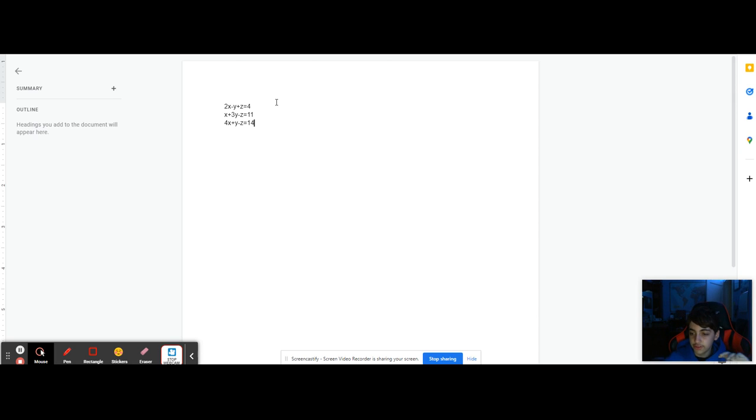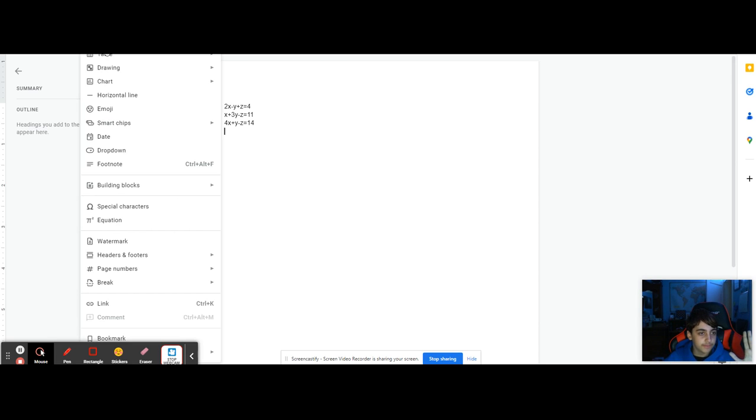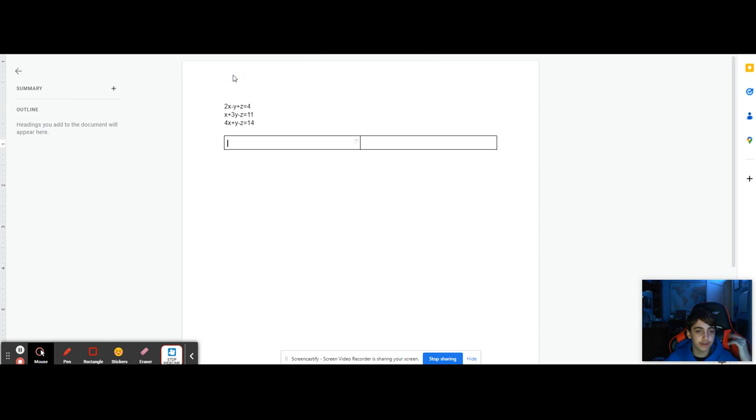So I got my notes over here on paper. One thing I like to do here is I like to insert a table. Just make it like 2 by 1. And you'll see why. So basically, we gotta look at these equations.